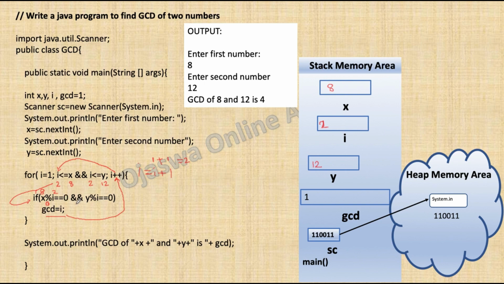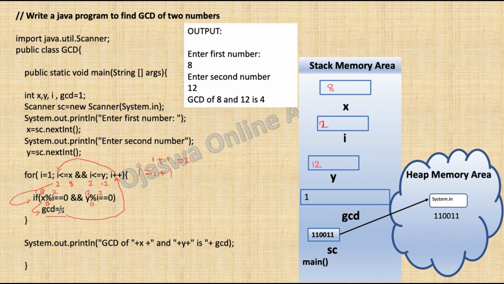Because we are using the AND operator, we need to check both the conditions. Here value of y is 12 and value of i is 2. When 12 is divided by 2, the remainder is 0. 0 equal to 0, the condition becomes true. Hence both the conditions are true. Hence control of the program will come inside the loop.